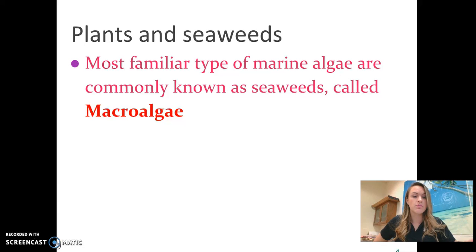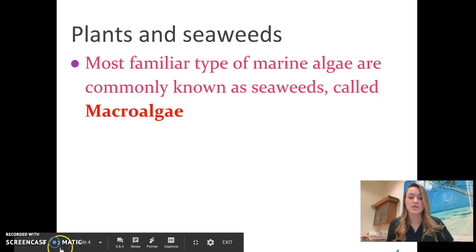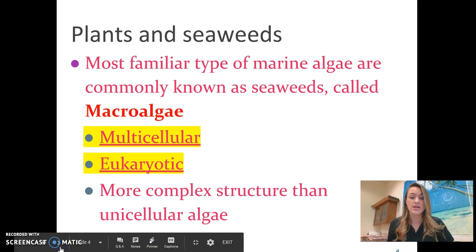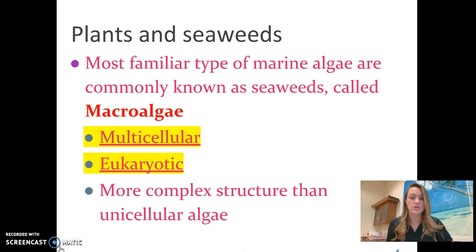All right, so the most familiar type of marine algae is basically known as a seaweed. Whenever you think of a seaweed that you see washed up on the beach or floating in the ocean, these are referred to as macroalgae. These are multicellular eukaryotic organisms. So these all belong to the kingdom Protista.